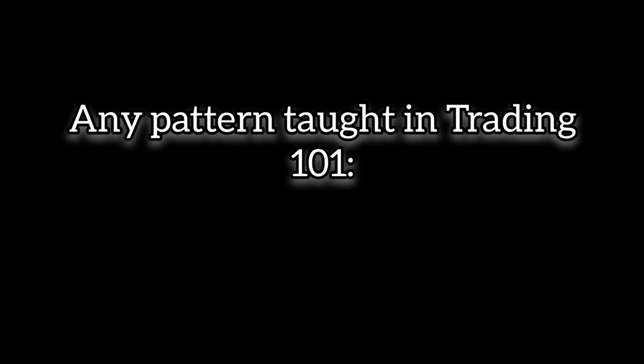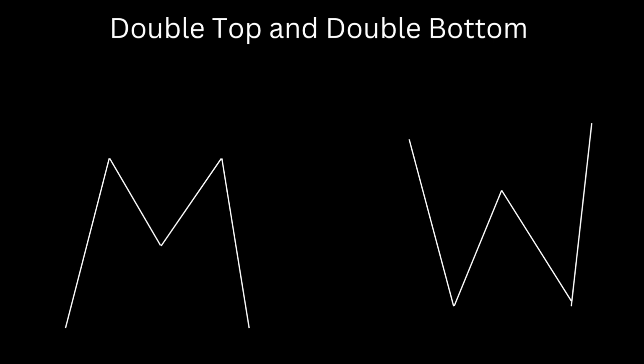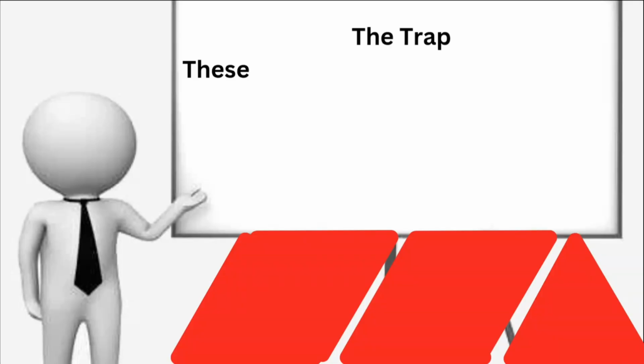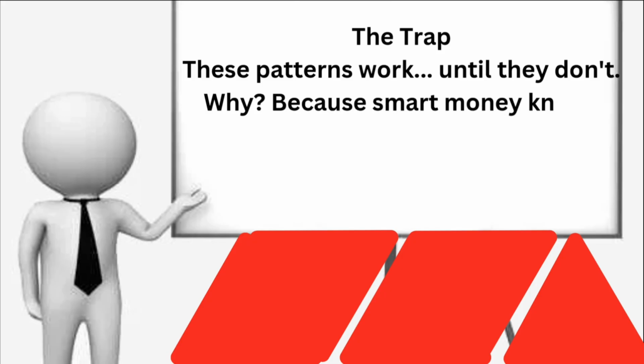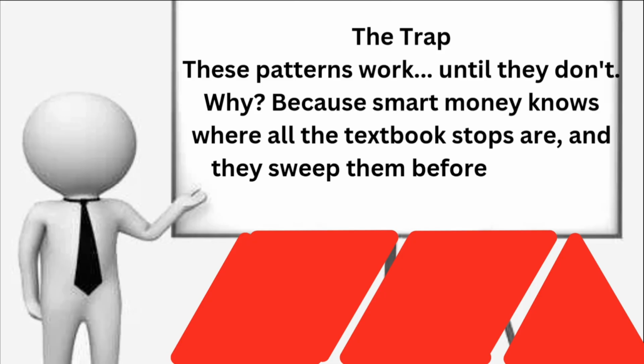Location 6: obvious patterns. Any pattern taught in Trading 101. Head and shoulders: stops above the head. Double tops/bottoms: stops beyond the touches. Triangles: stops just outside the converging lines. Flags and pennants: stops beyond the pattern. The trap: these patterns work until they don't. Why? Because smart money knows where all the textbook stops are, and they sweep them before the real move happens.